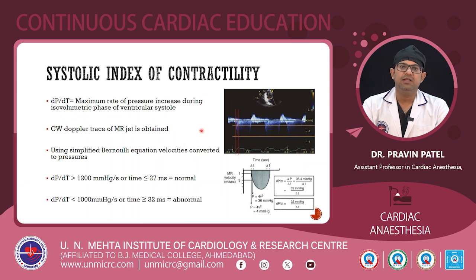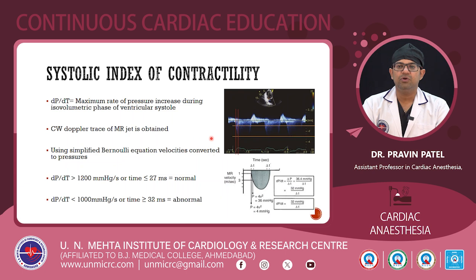Another good parameter is the systolic index of contractility. It is nothing but the dP by dt. So what is dP by dt? It is the maximum rate of pressure increase during the isovolumetric phase of ventricular systole. For this measurement you need to have some degree of mitral regurgitation. In the mid-esophageal 4-chamber or 2-chamber view, you apply color and continuous wave Doppler and you will get the jet.